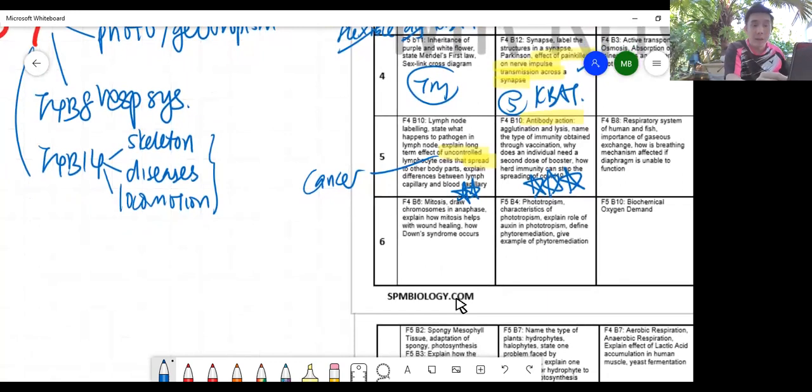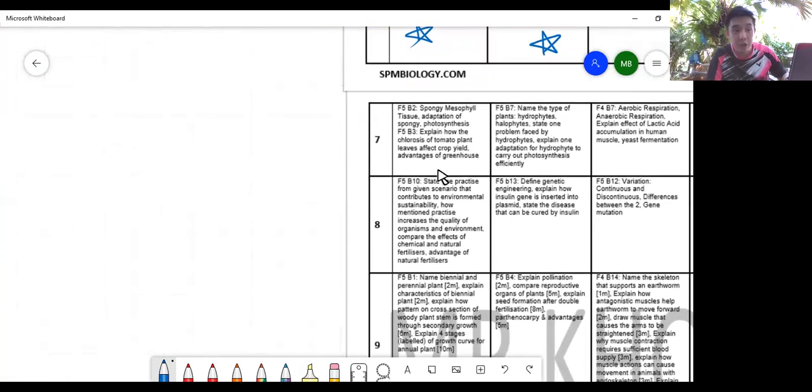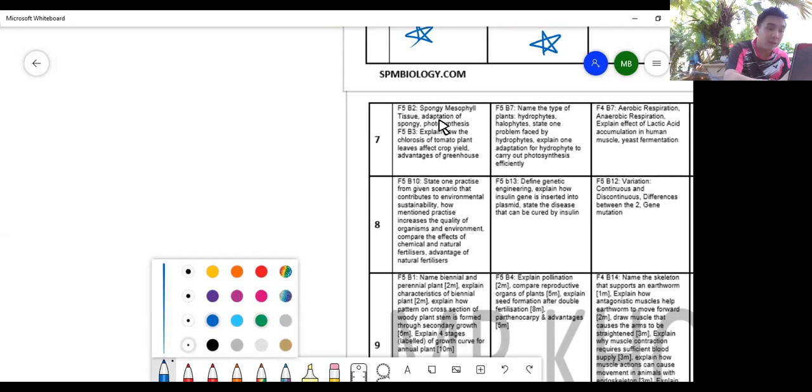Okay. As I mentioned, phototropism, geotropism. Okay, use your highlighter to highlight this. How Down syndrome occurs, this one 1 star. Guys, can you explain the adaptation of spongy tissue? Also, they are loosely arranged. Therefore, there are air spaces for diffusion of carbon dioxide and oxygen. Okay, done. You're ready.